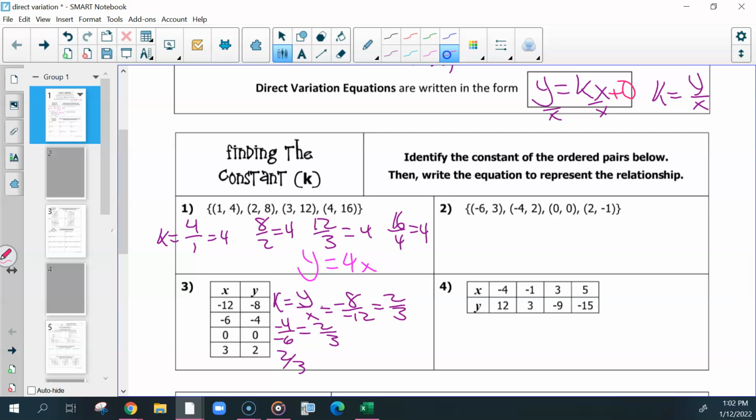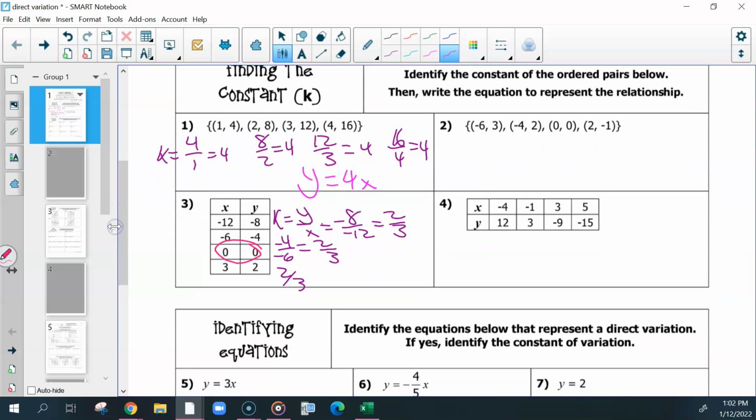So here, I have a y-intercept. It is 0. It goes through the point 0, 0. So I can say that even though my constant k wouldn't be the same right there, to get to that point it would be, and it goes through 0, 0. So I can still say this is a direct variation, even though the constant k doesn't apply right there. So my equation would be y equals 2/3 x.